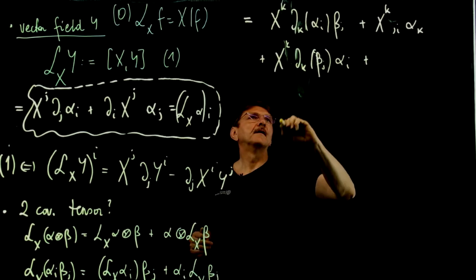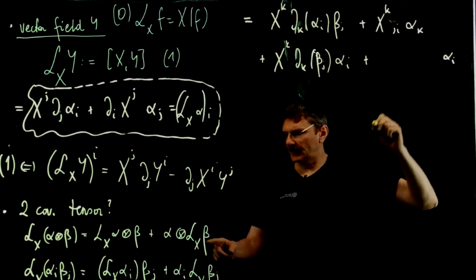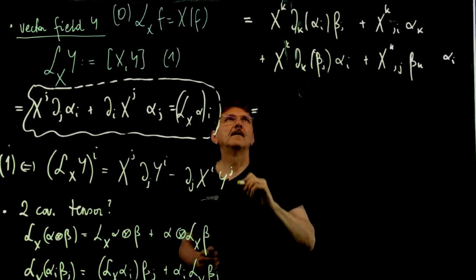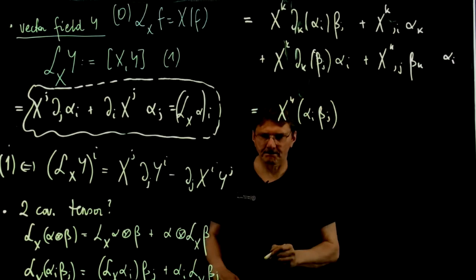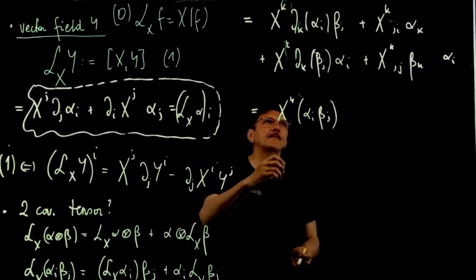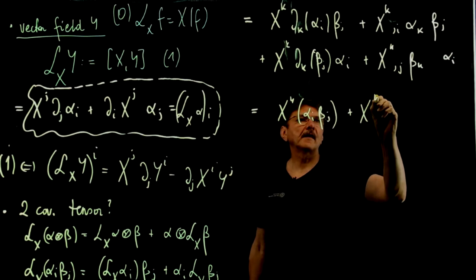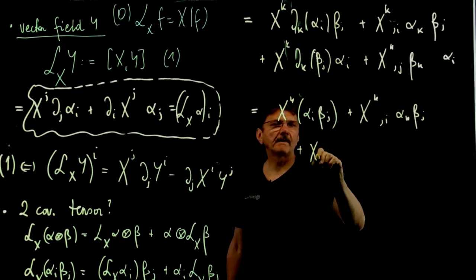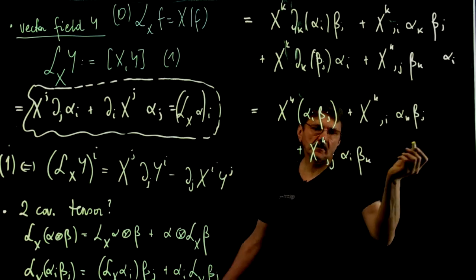And this one I need to worry about. So xk, and then alpha i is also here. Alpha i and Lx beta j would have xk over j beta k. So the first two collect to xk of alpha i beta j. And I forgot a beta j here. So plus xk over i alpha k beta j plus xk over j alpha i beta k. Okay, good. So that's the formula.